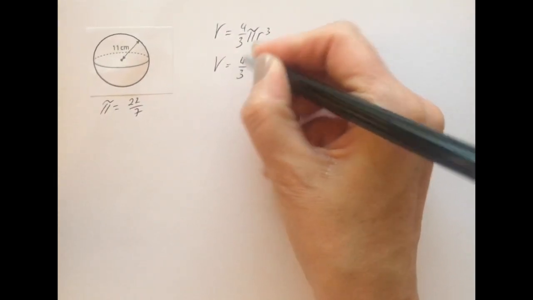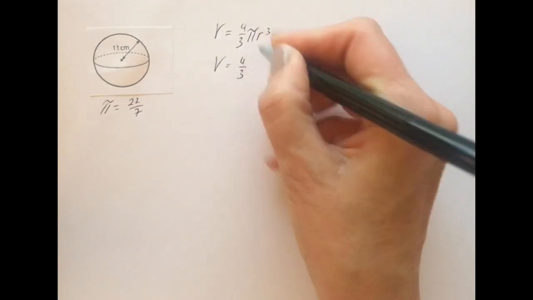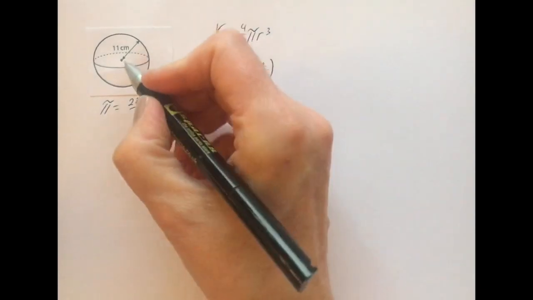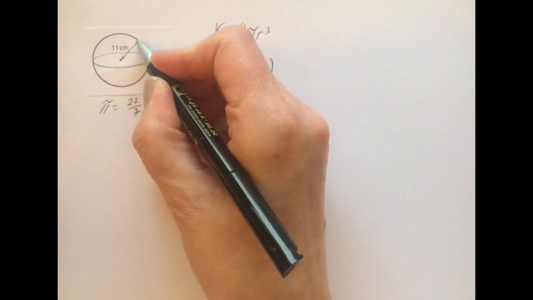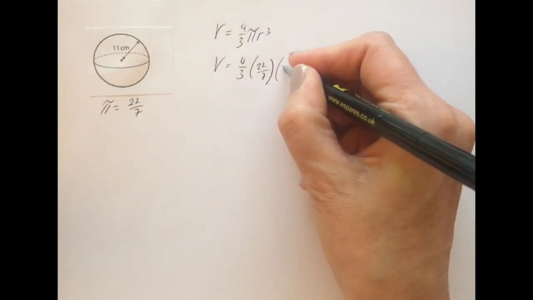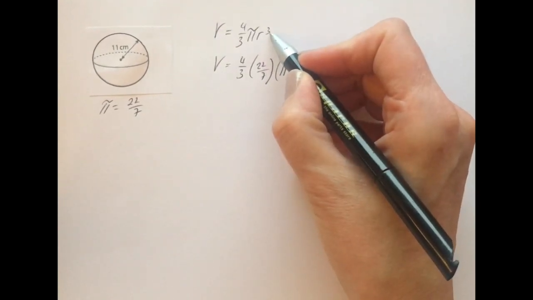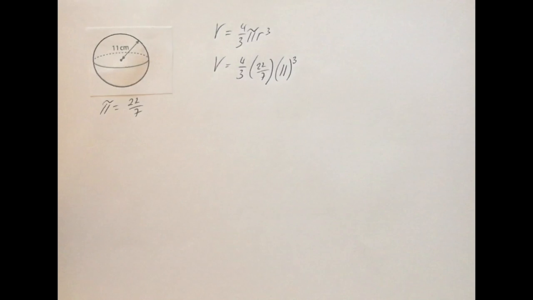So filling in 4/3 stays as 4/3. Instead of pi, we're subbing in 22/7. And the radius is, of course, going from the center to the outside, or the circumference. So we're putting in 11. And don't forget, this time, watch very carefully, follow that formula exactly. We've got a cubed there.